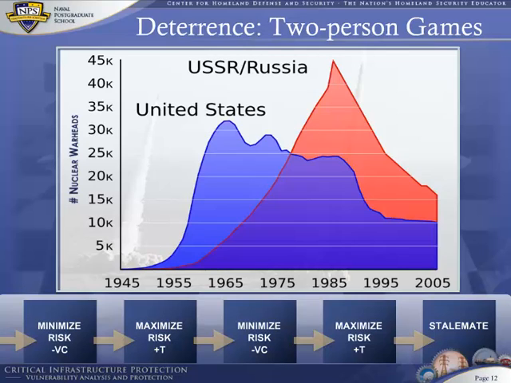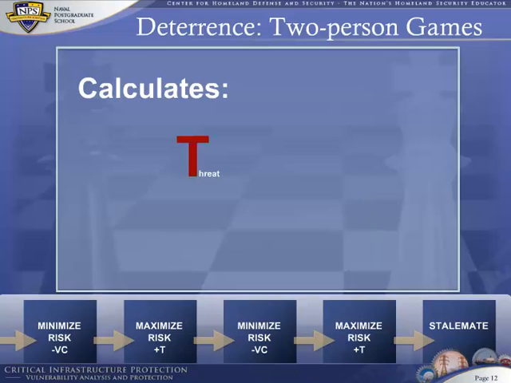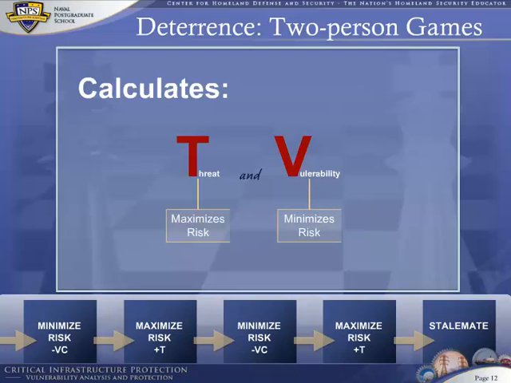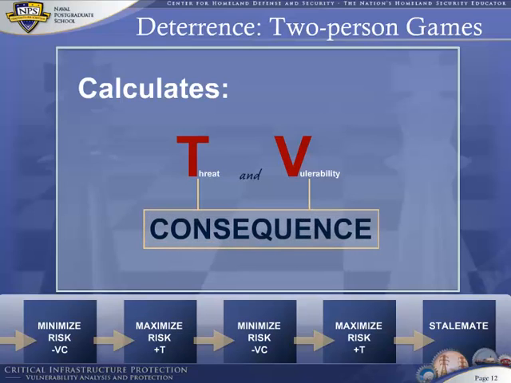The advantage of this approach is that we do not have to estimate threat, T. Instead, we let the game begin inside of a computer. The computer calculates both T and V, because T maximizes the risk from the attacker's point of view, and V minimizes the risk from the defender's point of view. We only need to know what the consequence is.